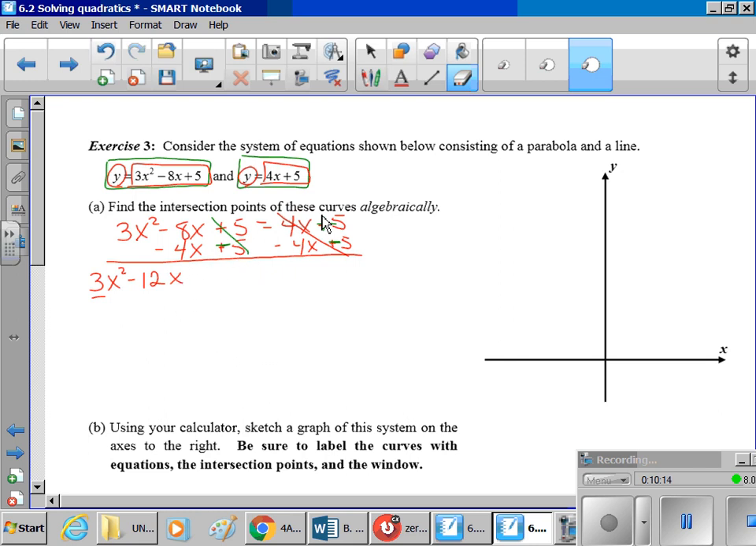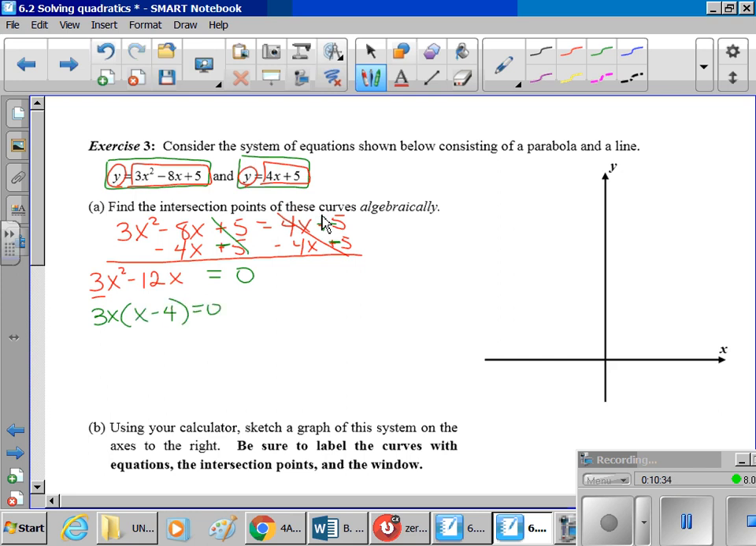All right. So here we are. This is equal to 0, which makes this a whole lot easier. So, sorry about that. Now we can factor out the greatest common factor. So now I can take a 3x out of this and get x minus 4 is equal to 0.